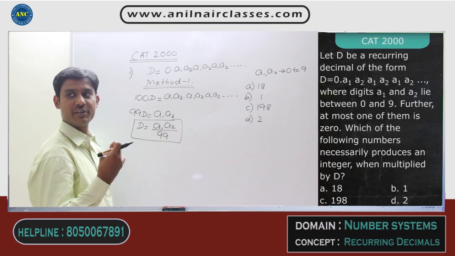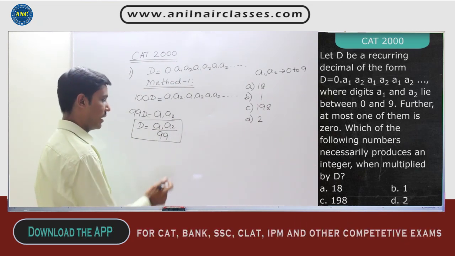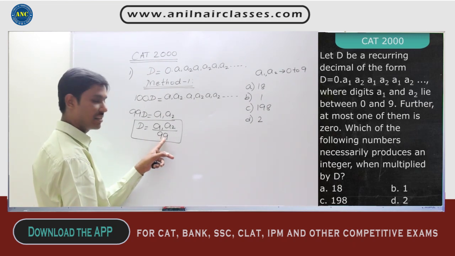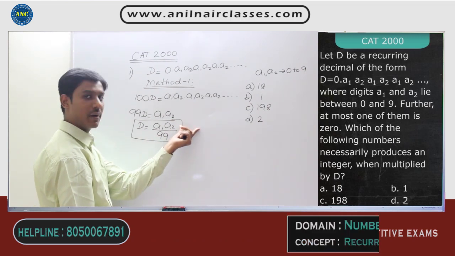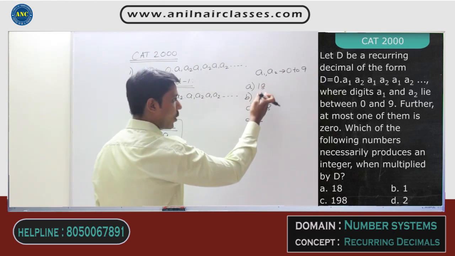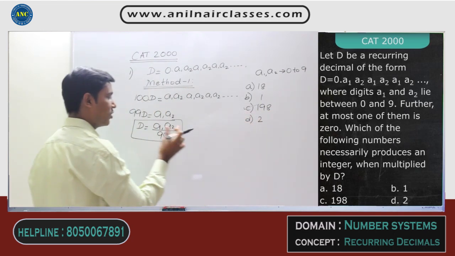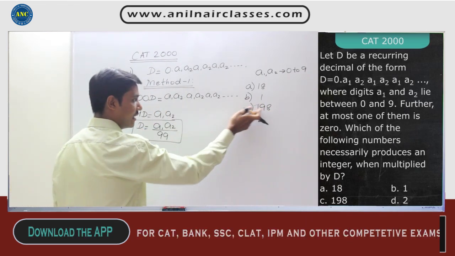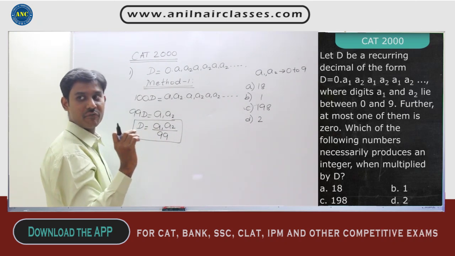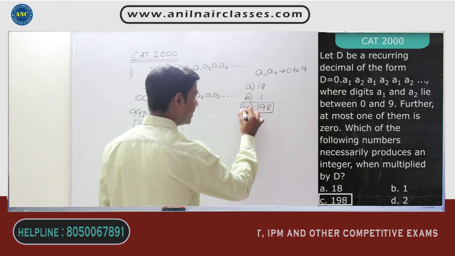Now what is the meaning of it should become an integer? I should not have this fraction, I should not have this denominator. That means I should cancel this 99. If I want to cancel this 99, what number should I multiply this with? Any multiple of 99, but out of the given options, the only multiple of 99 is 198. So I should multiply D with 198, so that 198 by 99 will cancel out and you will not have a fraction, it becomes an integer, right? Answer for this question is 198, right?